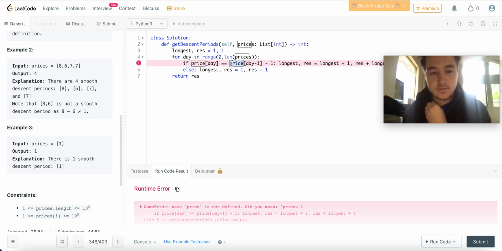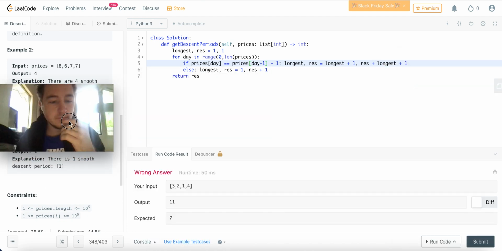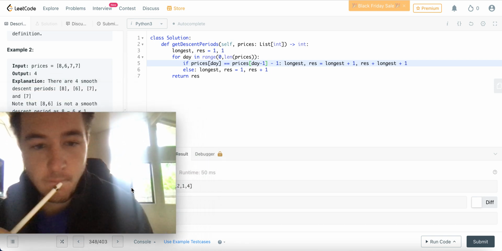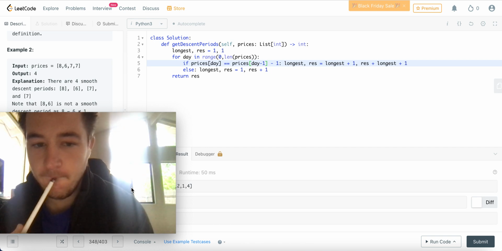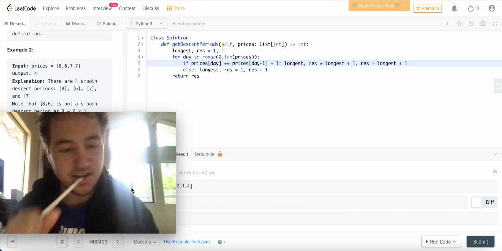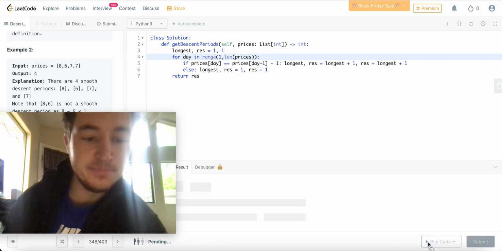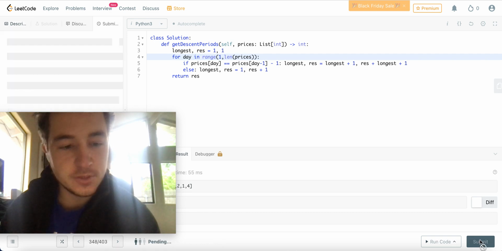Price is not defined. Prices. How pitiful. All right, I'm doing things very wrong here. Like I said, I need to start at day 1, because you don't want to compare day 0. All right, that's why I suck at contests, man.